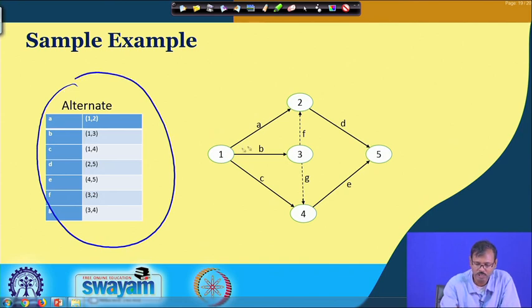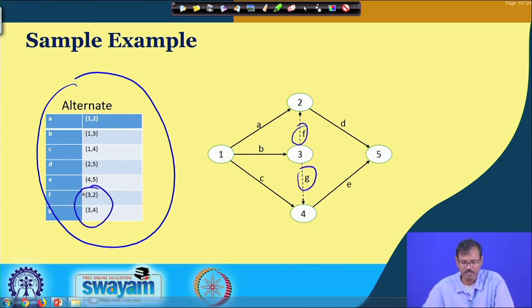So, now you can see A is the arrow between 1 and 2, B is between 1 and 3, and C can be represented with the arrow between A and 4, and D may be represented with the arrow between 2 and 5, E may be represented as the arrow between 4 and 5, and F and G are the dummy activities mentioning the arrow between 3 to 2 and 3 to 4.